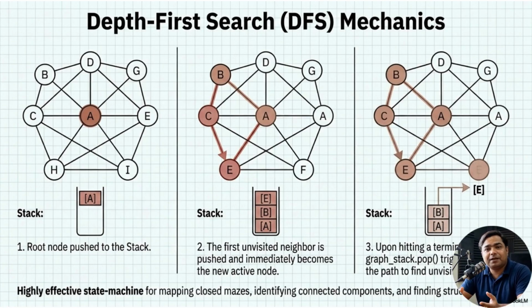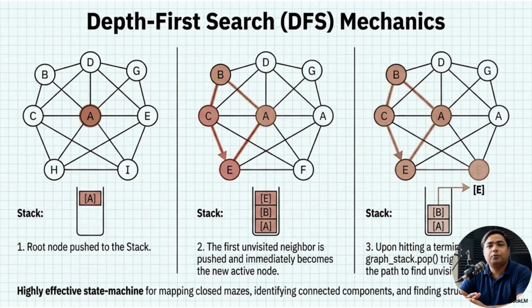The key difference from BFS is this: BFS explores neighbors level by level. DFS explores one complete path before trying another path. In practical programming, DFS can be implemented using an explicit stack or using recursion. Recursive DFS is common because the function call stack naturally behaves like a stack.